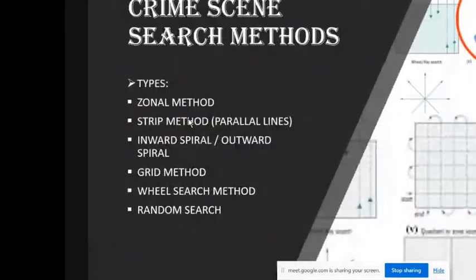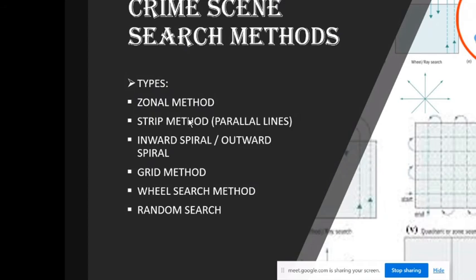Then we see crime scene search methods. We come to this when the investigation proceeds. There are different types of procedures by which we generally search a crime scene. The first is the zone method. In this zone method, the scene is divided into small zones, and each zone is examined in turn by the investigators.